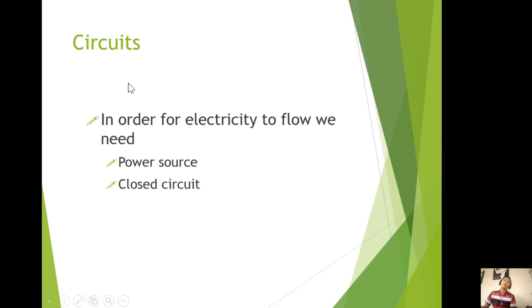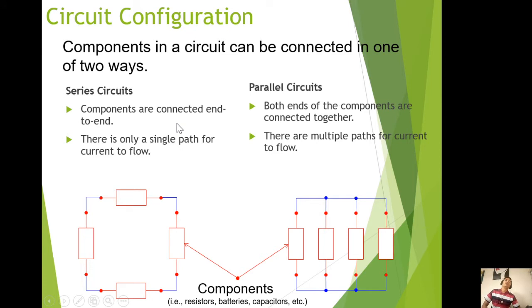Circuit configuration has two types. A circuit can be connected in one of two ways. The first one is a series circuit, the second one is a parallel circuit, or a combination of the two. It might be a series-parallel circuit or a parallel-series circuit. But before we proceed, let's discuss first what is a series circuit and what is a parallel circuit.